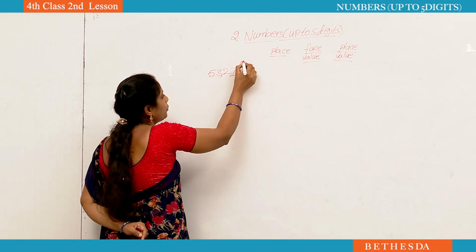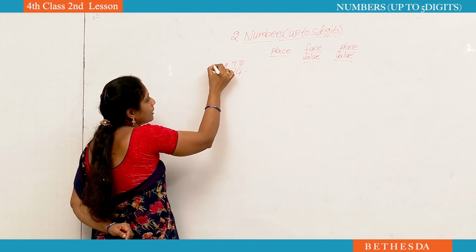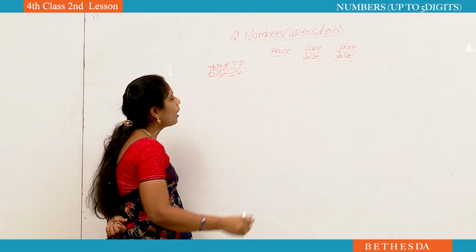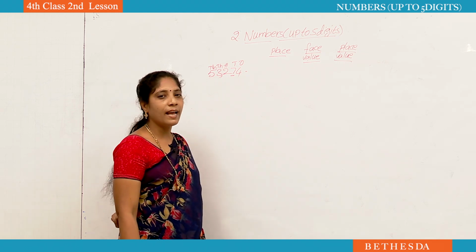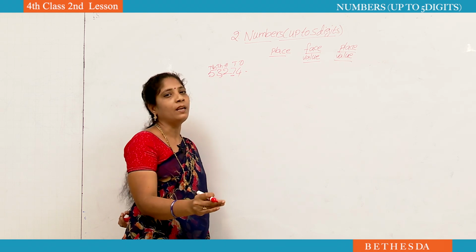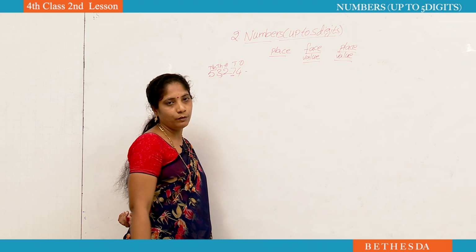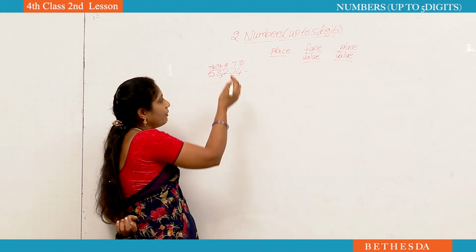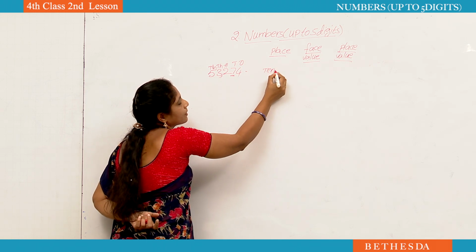Okay, as usual, write the place values. We know that ones, tens, hundreds, thousands and 10,000. Now, where is the 7? It's in the tens place. If I ask you where is your place, you will say second row, third seat. You will say like that only. Where is it? It's at the tens place. That's why I have to write tens.